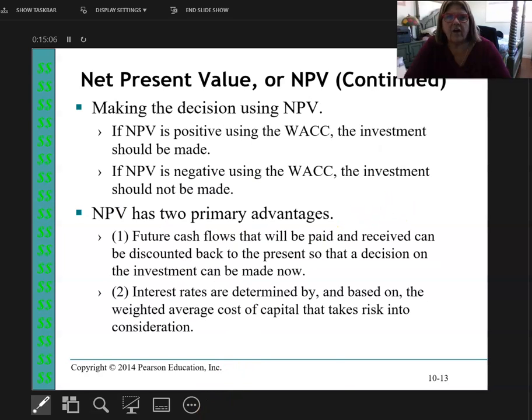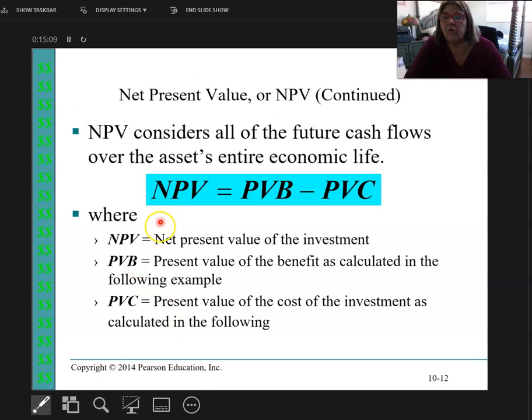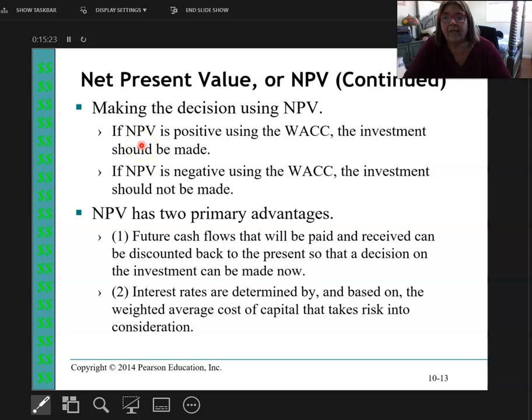So let's move on. Once I know the NPV, the net present value, by taking the present value of the benefits, what I just showed you, minus the amount of money I'm putting into it now: if my NPV is positive, I should make the investment. That means I'm going to get back more than I'm investing. However, if it's negative, you should not do it, because what it's telling you is that what you're going to get back today is less than what you're putting in.